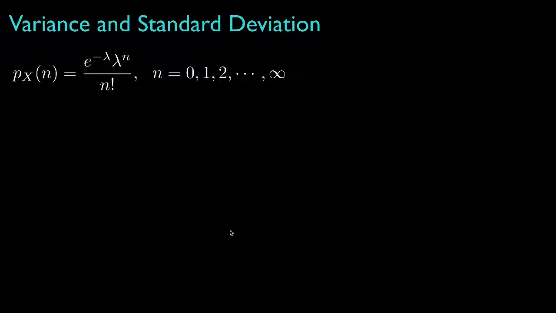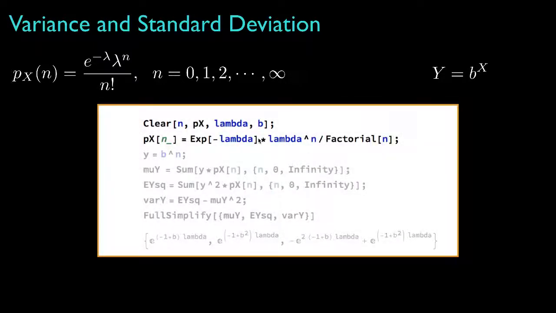As another example, let's suppose we have a Poisson random variable with a mean parameter of lambda. And furthermore, let's assume that another random variable y is equal to some constant b raised to the value of x. Again, using Mathematica, I can begin by setting up the probability mass function e to the negative lambda, lambda raised to the n, divided by the factorial of n. And then I'll transform n to a variable I'll call y by raising b to the power of n. And that corresponds to the values that y takes for every value x could take.